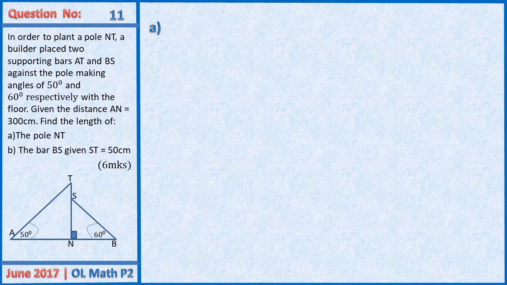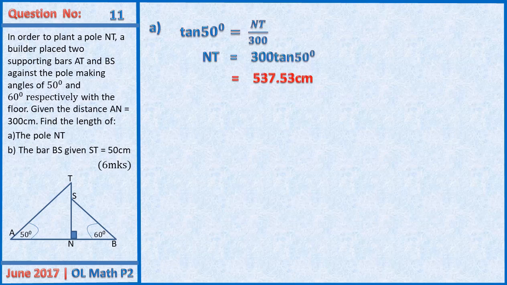To look for NT, the parameters that have been given to us which can help us are AN, which is 300 centimeters, and the angle A. So in this case, I'll use the tangent, where tangent is equal to opposite over adjacent. Tan 50 degrees will be equal to opposite, which is NT, divided by adjacent, which is AN, 300. So my NT will be equal to 300 times tan 50, and that gives us 537.53 centimeters.